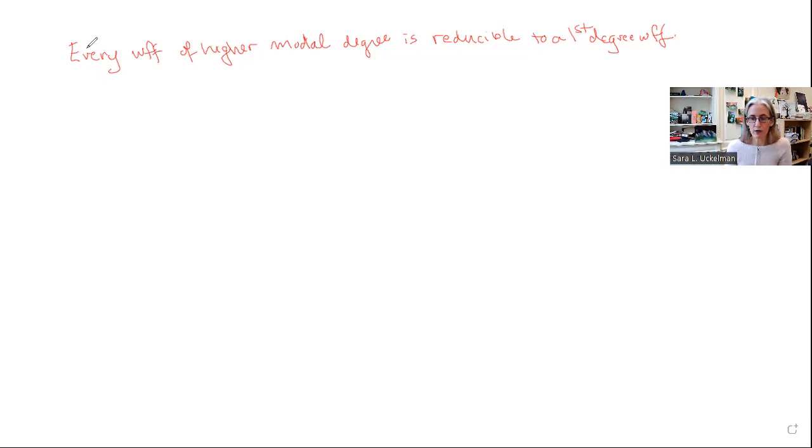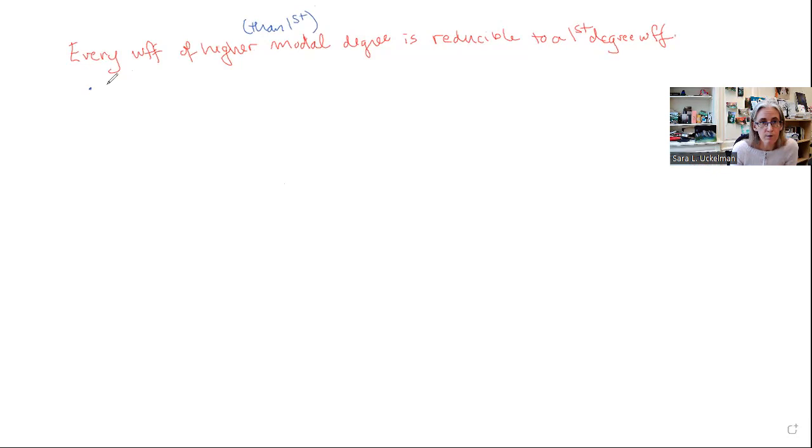So what we're going to do is use a bunch of equivalences that we already have. Some of them are propositional, some of them hold in K, but some of them are going to be specific to S5, and that's why this is something that we can prove in S5, but not a weaker logic. So you've got your formula, which is of higher than first modal degree, and you want to reduce it.